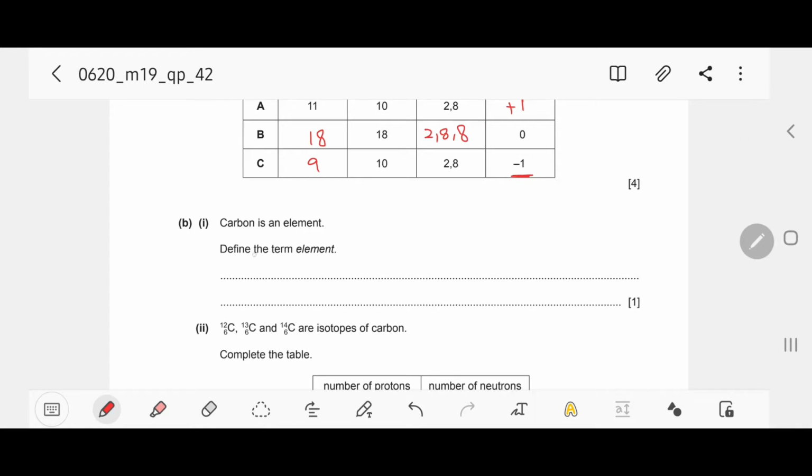Define the term element. You can define it as the smallest substance that cannot be split into simpler substances. Well, this is a typical definition of the term element.